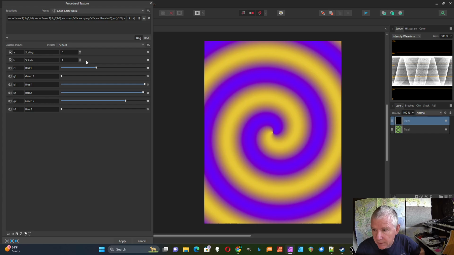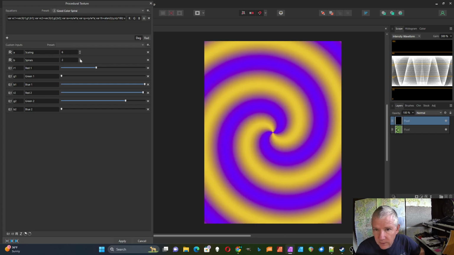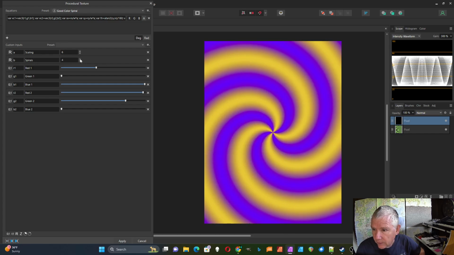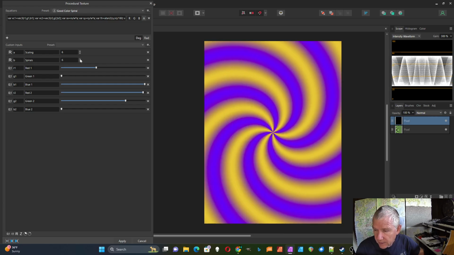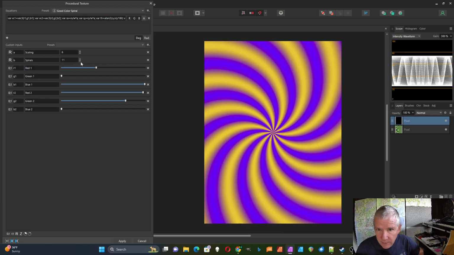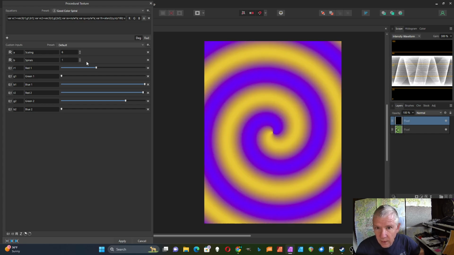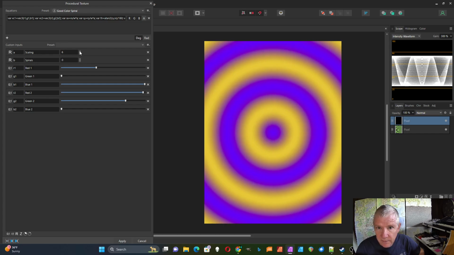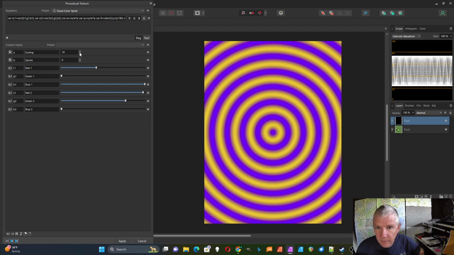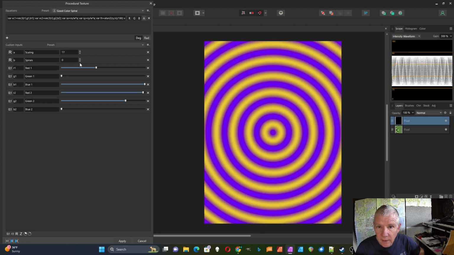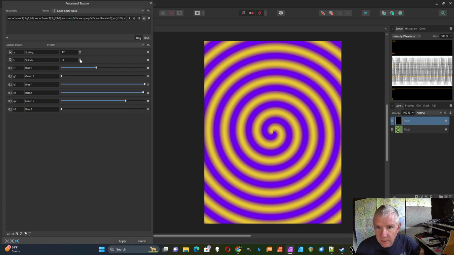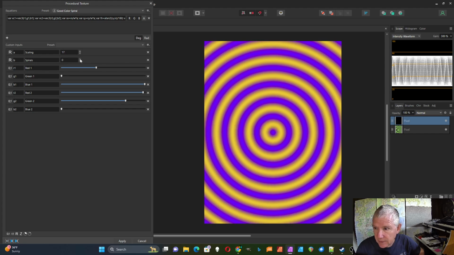So I've got it set to 1, just 1 like that. And then this would be 2, 3, 4, 5, 6, etc. However many you want. If I go to 0 spirals, it just becomes a series of rings, like that. And then if I go negative, I can change the direction from clockwise to counterclockwise.